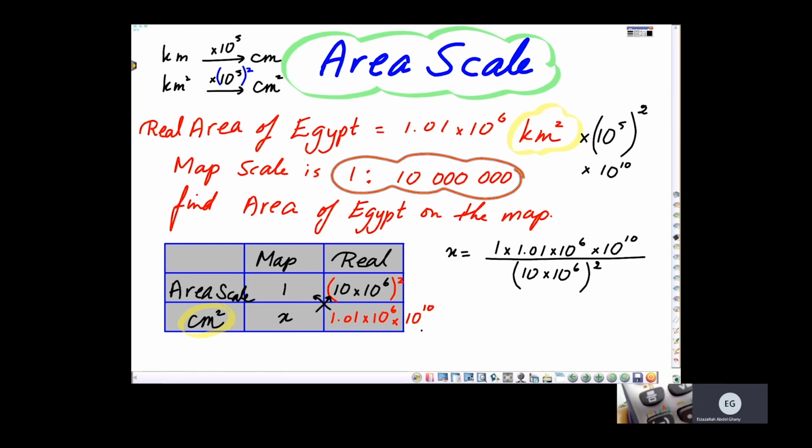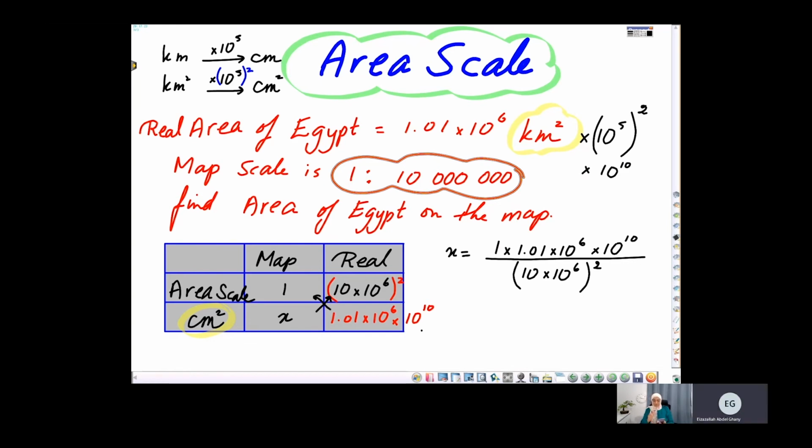This button in the calculator. I hope you can see it on the picture. Okay, let's do it together, please. On the calculator, 1.01 times 10 to the power of 6 times 10 to the power of 10. All this is in the numerator.